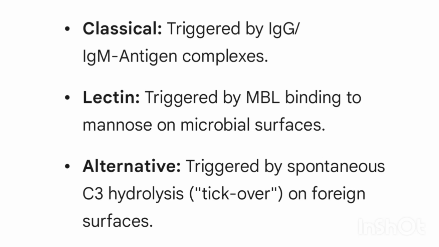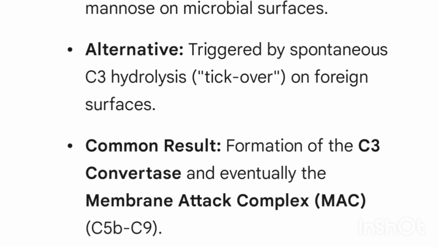So, these are the main points in complement system. The common result is the formation of C3 convertase and eventually the membrane attack complex is formed. The membrane attack complex, MAC, is composed of C5b, C6, C7, C8 and C9. Okay, these are the main points in complement system activation.